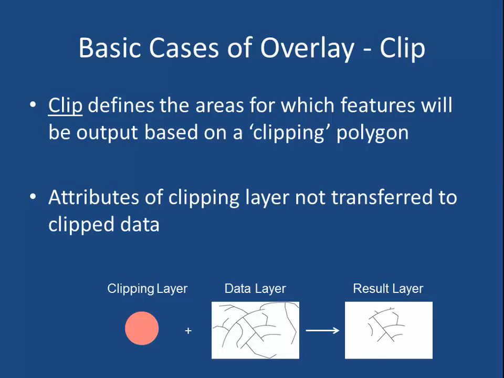It is important to note that in the clipping operation, only the geometry and attributes of the data layer are going to be transferred to the result layer. So neither the geometry nor attributes of the clipping layer are included in the output, just as you would not make your cookies in the oven with the cookie cutter still surrounding the cookie dough.